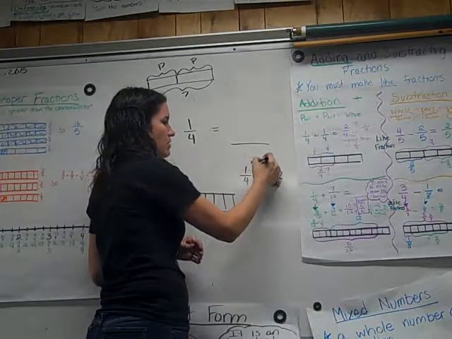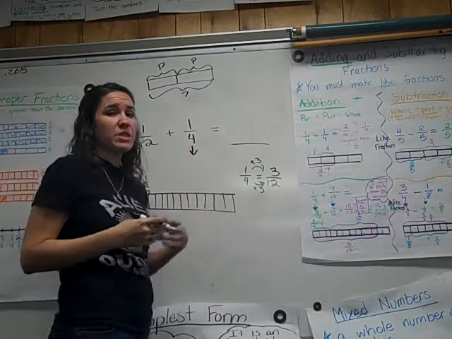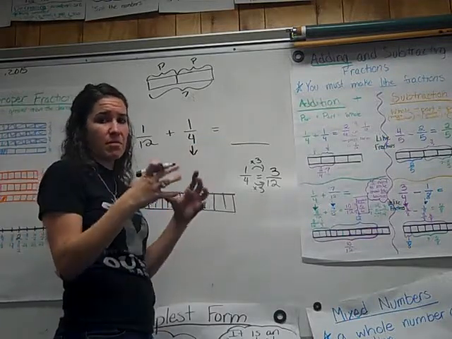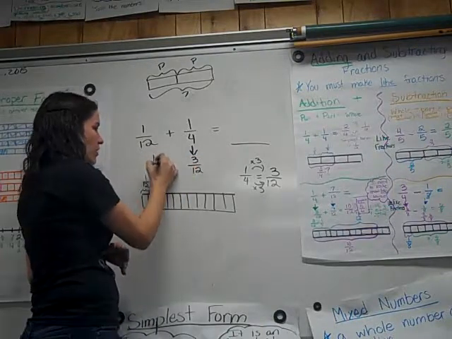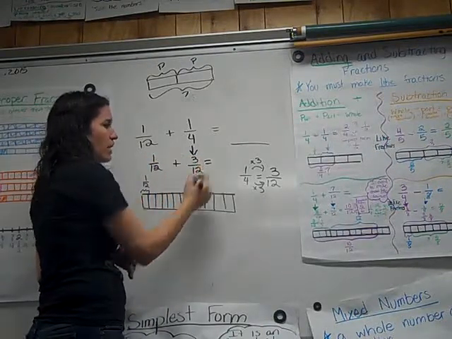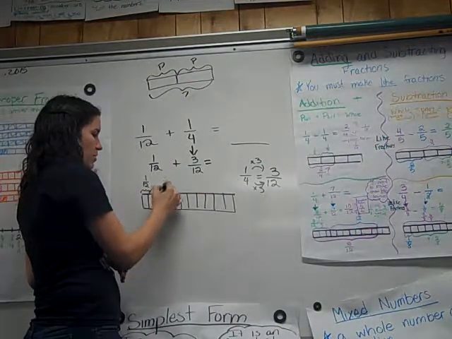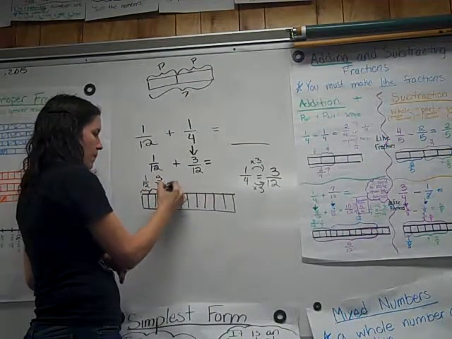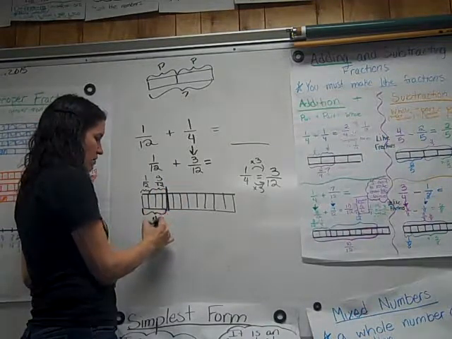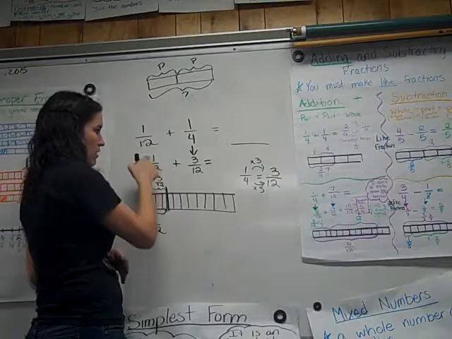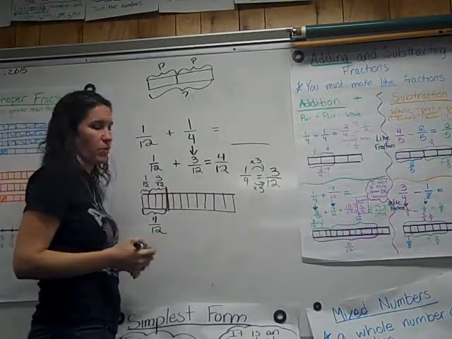So 1 times 3 is 3. So then instead of 1/4, we're just going to rename the fraction. It's still the same amount, but we're going to call it 3/12 instead. So now we're adding 1/12 plus 3/12. So I need to add 1, 2, 3 more parts here. And so I only use those together. That is 4/12, because 1 plus 3 is 4, and our denominator is 12.